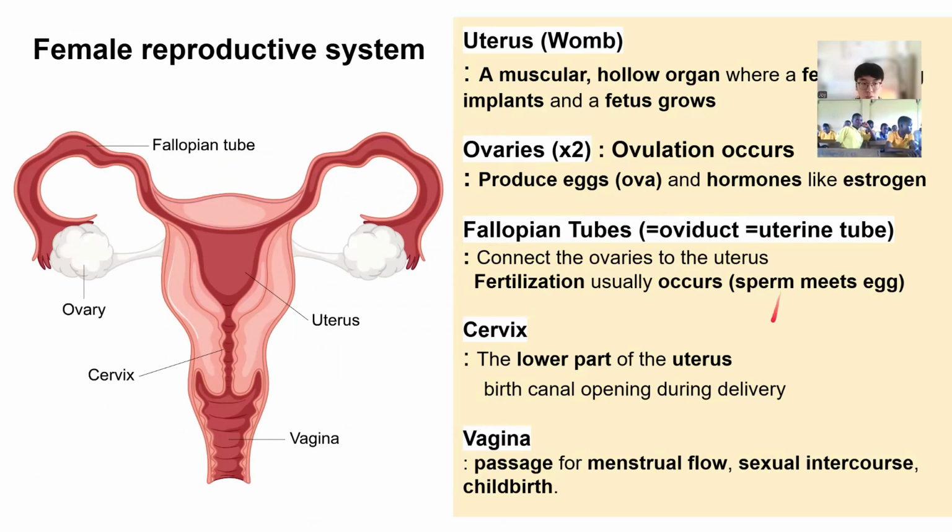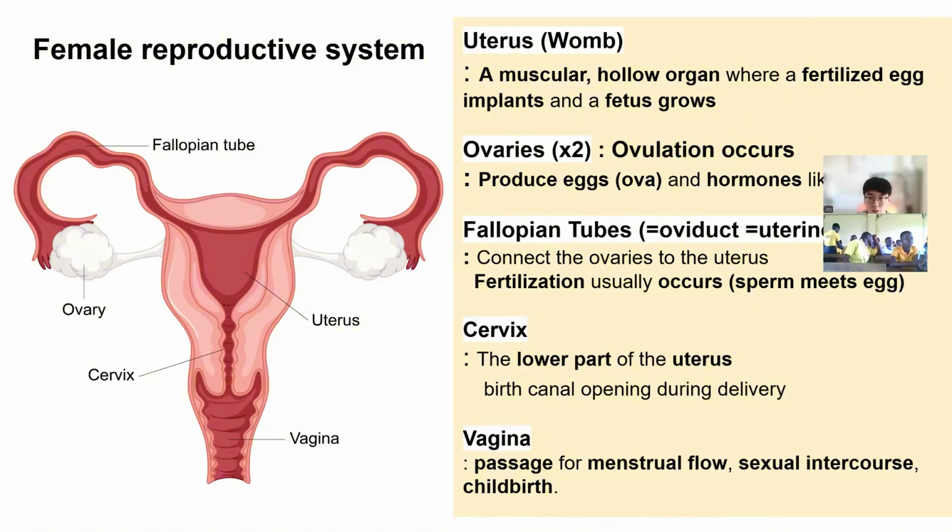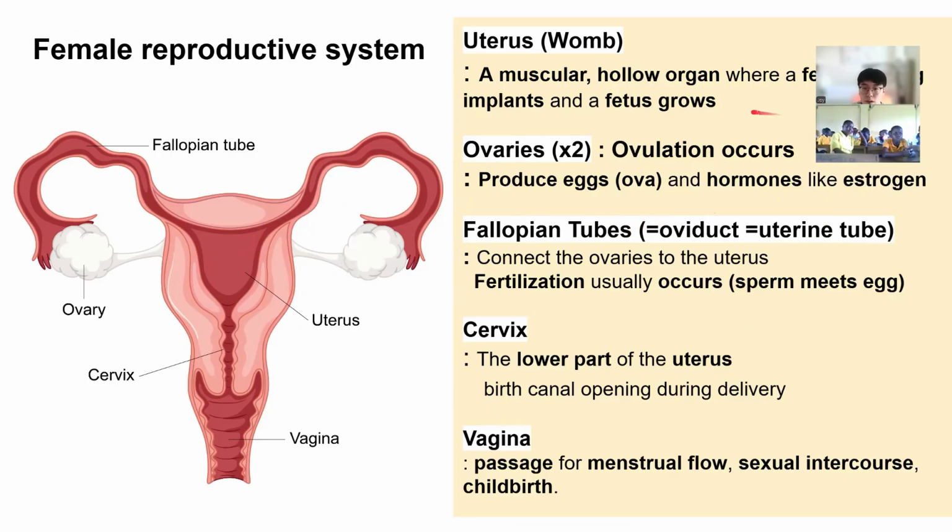Now let's move on to the female reproductive system. So there's the uterus, the center of the womb. It's a muscular, hollow organ where a fertilized egg implants and the fetus grows. And there are two ovaries where ovulation occurs. This is where eggs are produced. And hormones are also produced, like estrogen.